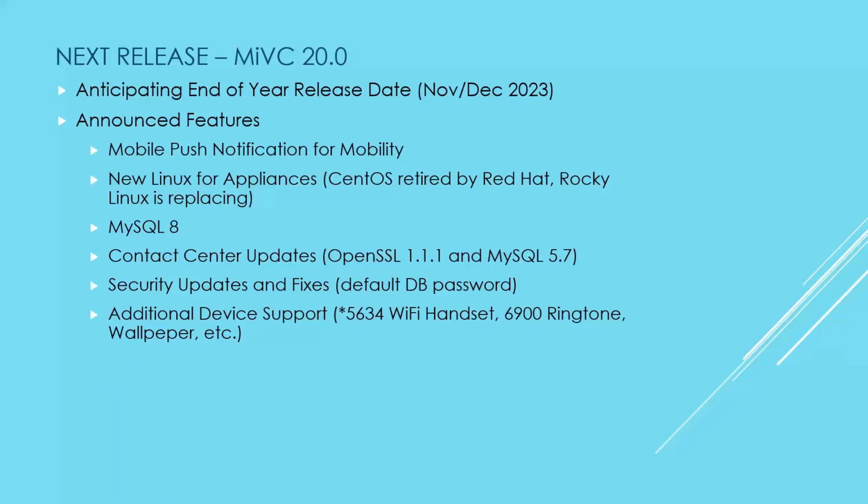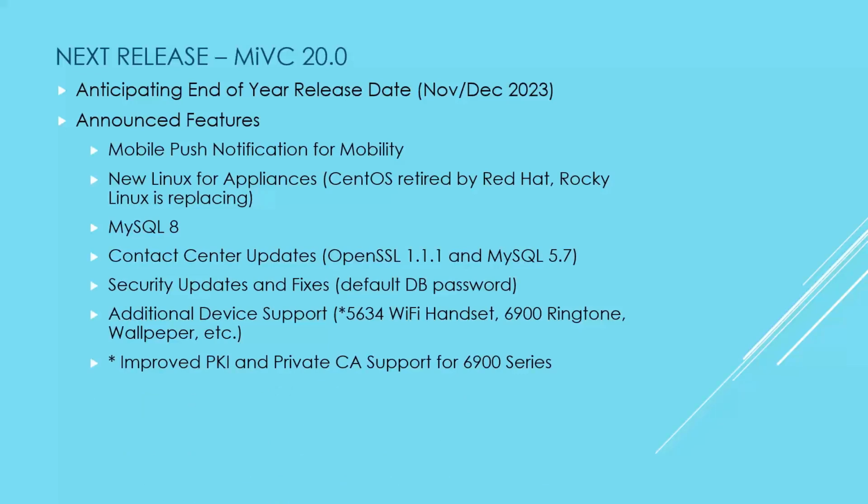Additional device support. They are going to be adding support for some devices we don't have now, including, hopefully, and there's an asterisk there because they haven't fully committed to this yet, the 5634 Wi-Fi handset, which is another Mitel branded handset you can use now with MiVoice Business System. We don't have support for it in Connect, but potentially looking at adding that, as well as some additional support for the 6900 series phones. So the ability to manage their ringtones, wallpaper, things like that, things we could do with the 400 series phones that we can't do now with the 6900 series. They're going to be looking to add that functionality.